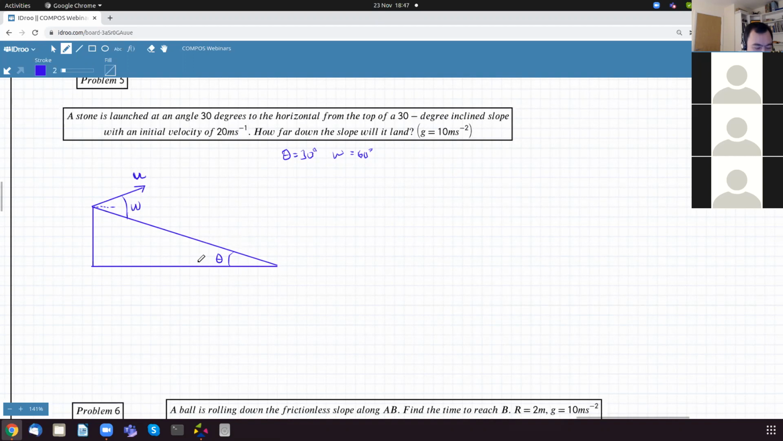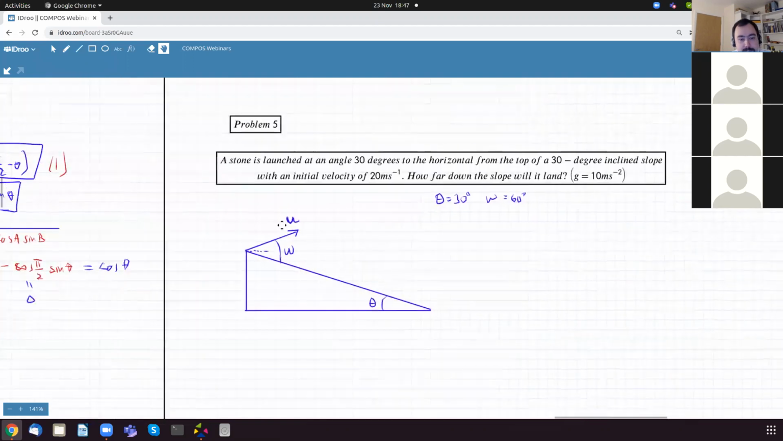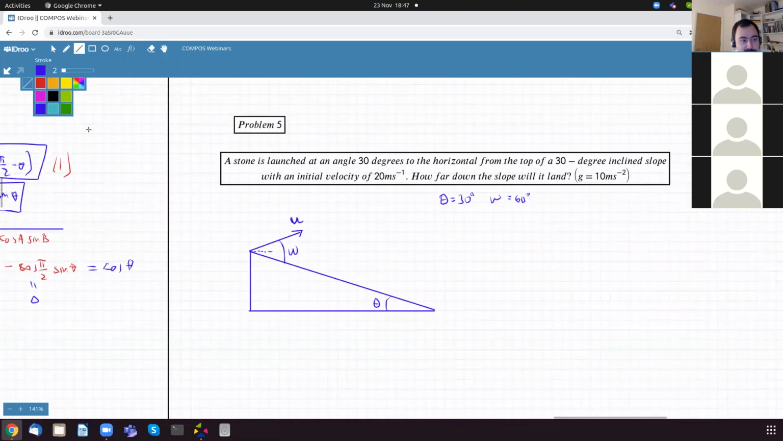Okay, so we have this. Now, the most critical point here is that you need to draw a frame of reference. We don't normally talk about frames of reference at school, and that's a pity. But you need to understand that we send the x-axis along the slope and the y-axis perpendicular to the slope. It's not horizontally and vertically, but along the slope and perpendicular to the slope.